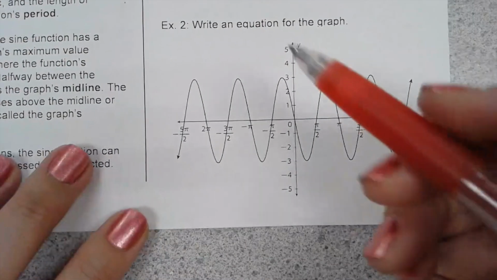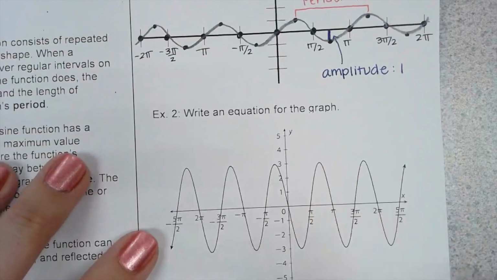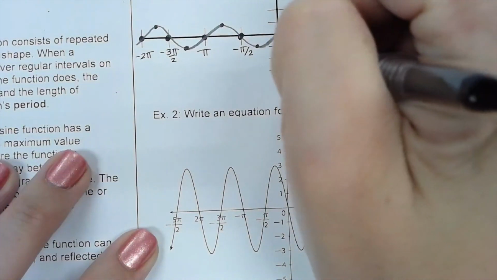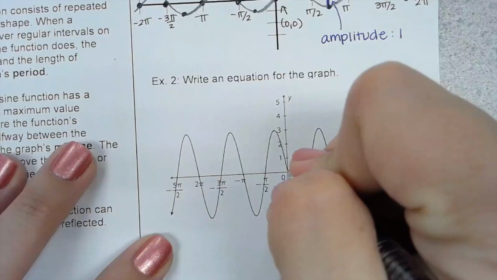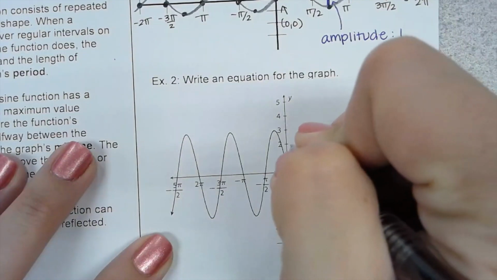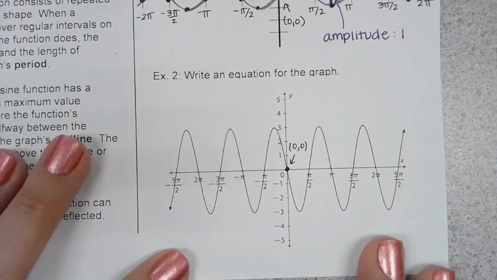The last example for today: say we want to write an equation for the graph. There are a couple of things you want to notice about this one before you start. Remember, anytime the graph goes through 0, 0, that's how you know it's going to be a sine function. So as soon as you see that point right there goes through 0, 0, that's your clue that this is going to be sine and not cosine.